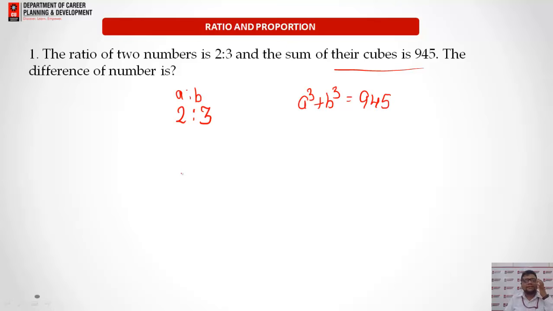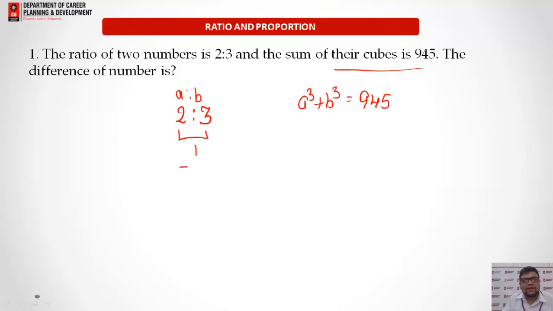So if we have to find the difference, we will not let the value be x. I will find the value directly without letting it be x. Let us see how. Now the ratio is given to you, A is to B as 2 is to 3. So in the ratio, the difference is how much? In the ratio, the difference is 3 minus 2, that is 1. So we have to find the value of the 1 part.